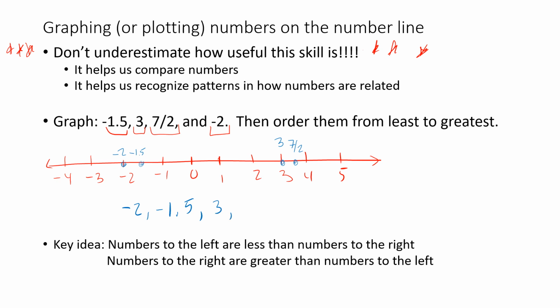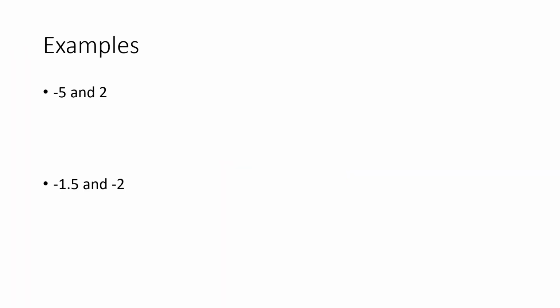Okay, and here is my ordered list of numbers. Key idea: numbers to the left are less than numbers on the right, and numbers to the right are greater than numbers to the left. So basically, as you move from left to right across the number line, the numbers are getting bigger. That is pretty intuitive when it's your positive numbers, but it's not quite as intuitive when we're talking about our negative numbers. So here's some examples of this.